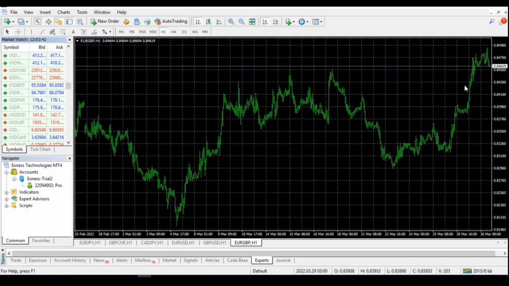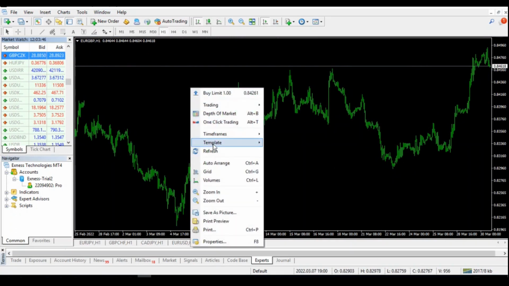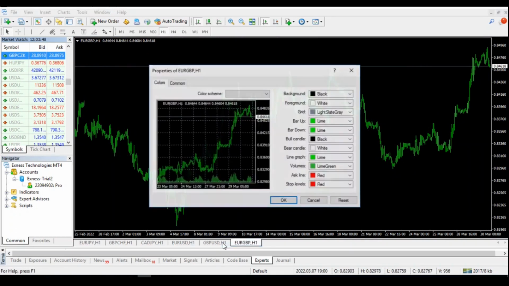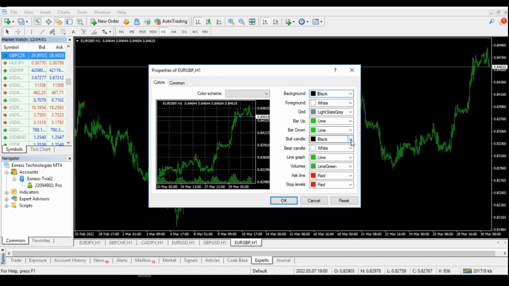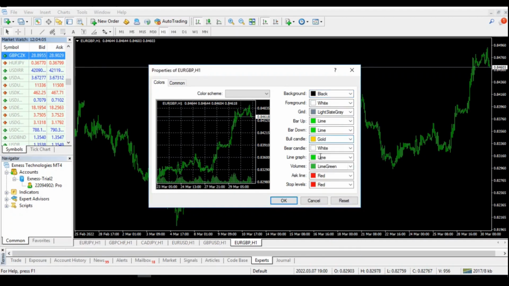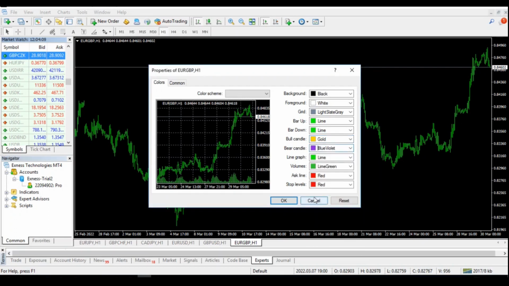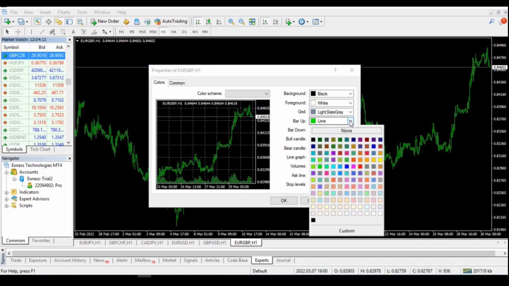Okay, you may like to change the appearance of the chart window for your convenience. To do that, right-click on the chart and select Properties from the pop-up menu. And then you have the chance to make changes in the color scheme and others like the background color and the foreground color. For me, I would like to maintain the background color and the foreground color as white. Perhaps I'm only interested in my candlesticks, so I'll change my bull candle to gold and then my bear candle to something like the blue violet.